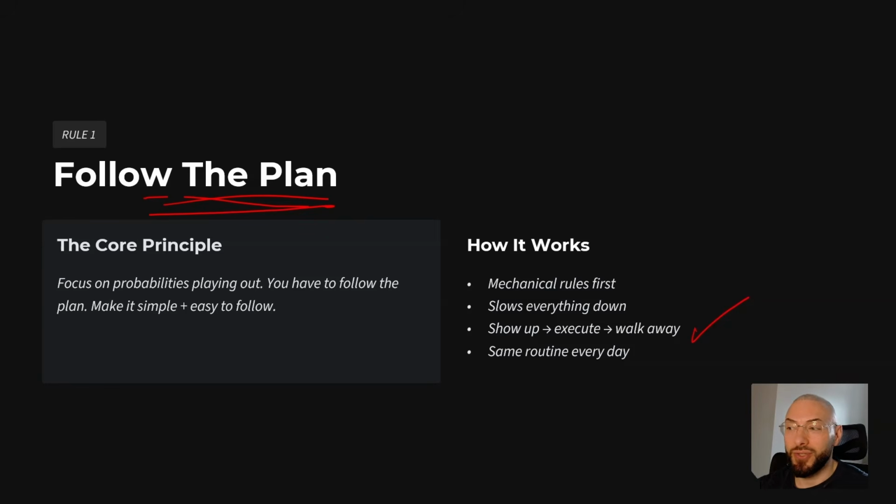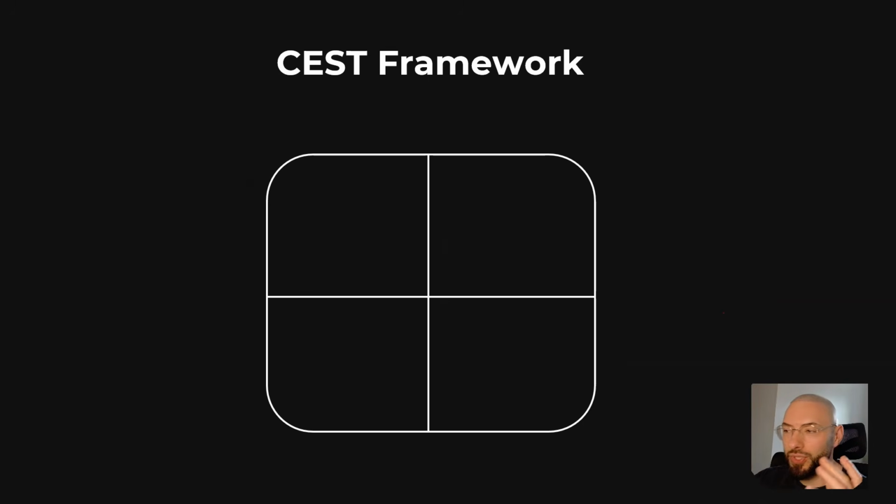And this is where traders go wrong. So that's the first tip: make it simple and easy to follow. And how do you make your strategy simple and easy to follow? How do you make it objective? I've done a few videos on this, specifically what I'm about to go over. I've gone into detail in another video and I'll link it on here. But this is the CEST framework, and this is all you need to have an objective, clear plan.